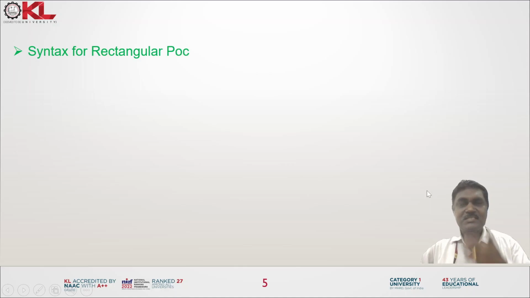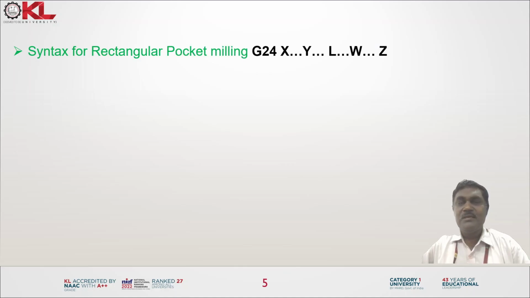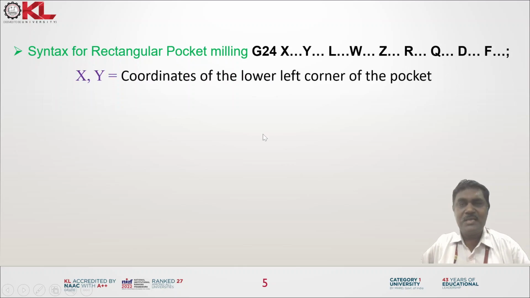So what is the syntax for rectangular pocket milling? This is the syntax we are using: G24 X Y L W Z R Q D F. X and Y are the coordinates of the lower left corner of the pocket. Whatever corner coordinates we are referring to, with reference to that corner you can take the dimensions of the remaining parameters. So X and Y are the coordinates of the lower left corner of the pocket.